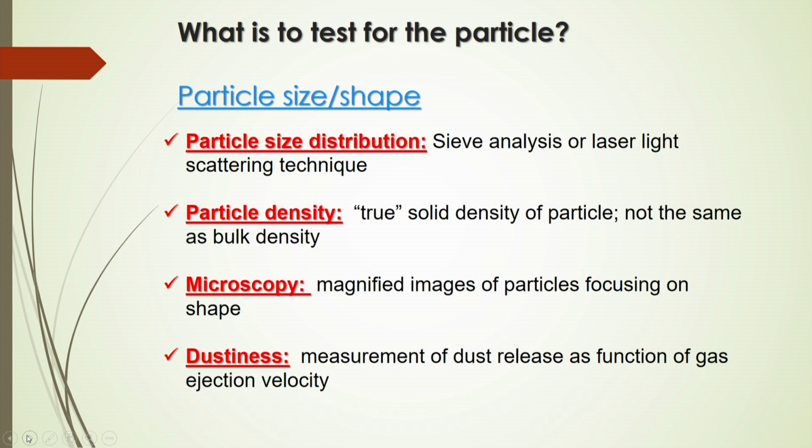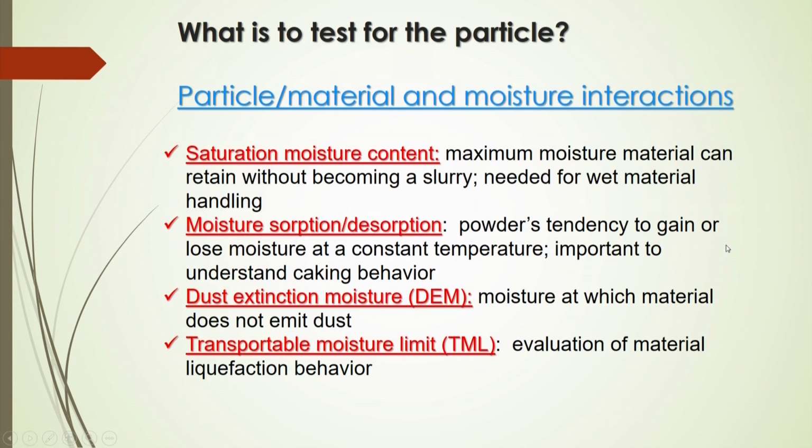And also other properties like the particle and moisture interactions. Of course, any particle, whenever it is used in a fluidized bed, will contain some moisture. What will be the equilibrium moisture that the particles contain, and what will be the other properties of the interaction of the moisture with the particles? You will see some other properties like saturation moisture content, that is, the saturated moisture contained in the particles. It also needs to be known because it is the maximum moisture the material can retain without becoming a slurry. So, it is required to know for a particular analysis.